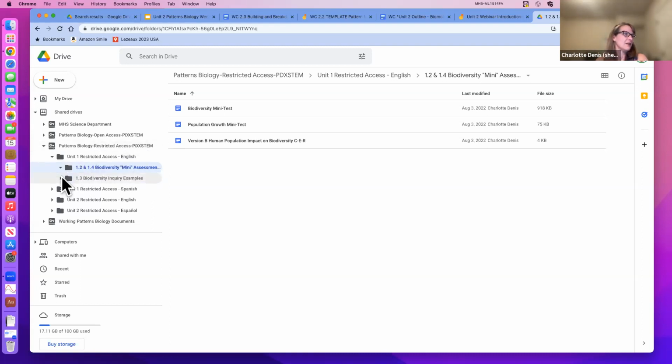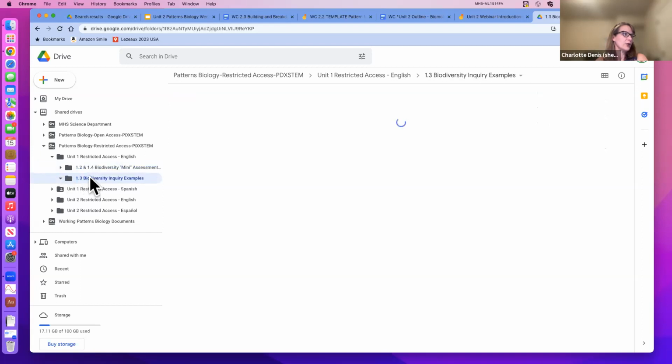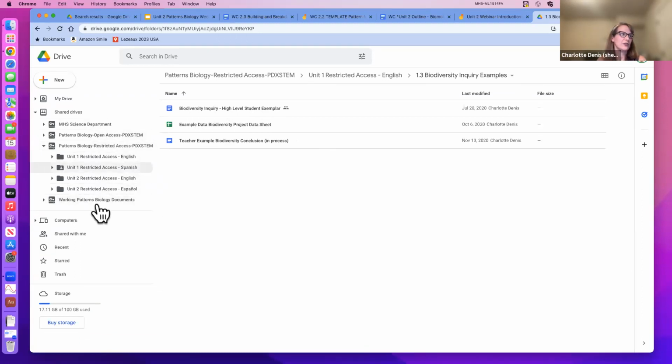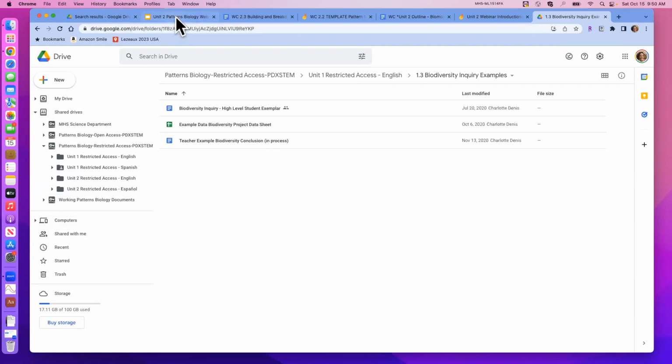But in the other folder, for example, for inquiry, we have an example of the conclusion for biodiversity in Unit 1. And then here is a student example, right? You should automatically have access to all of that. If you're having trouble, we can troubleshoot that separately. Thank you. I appreciate it.